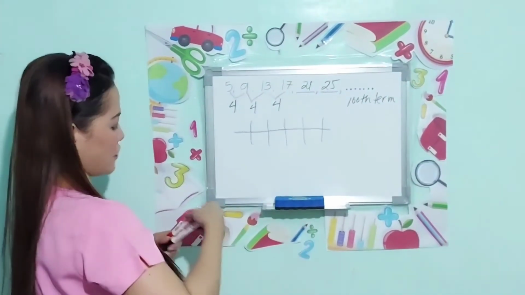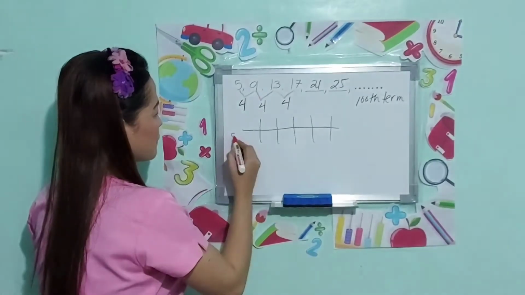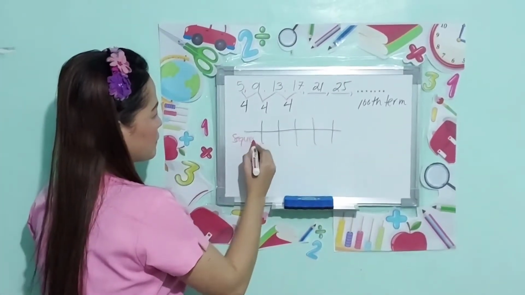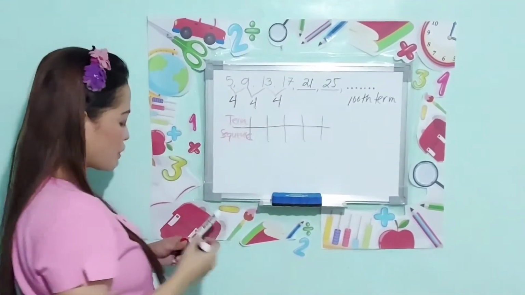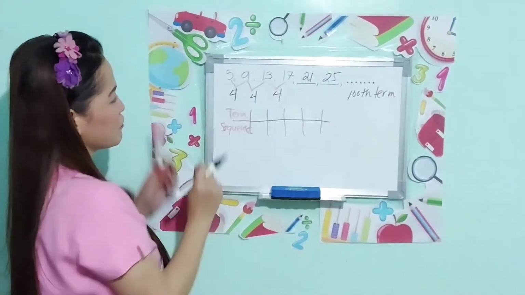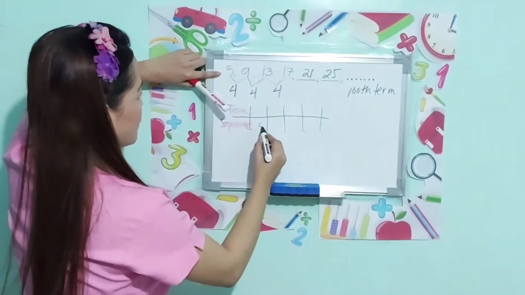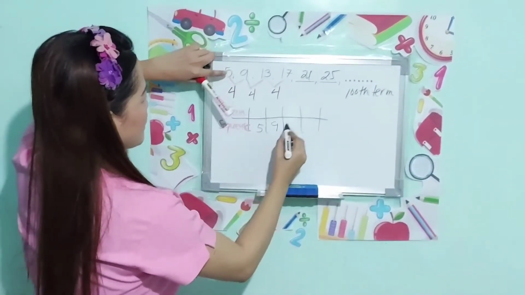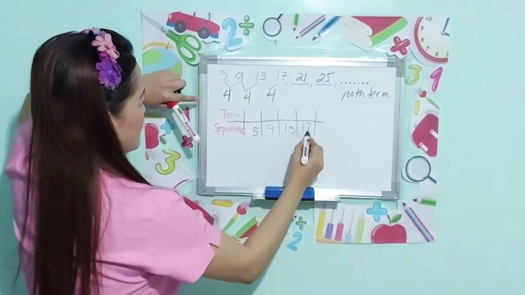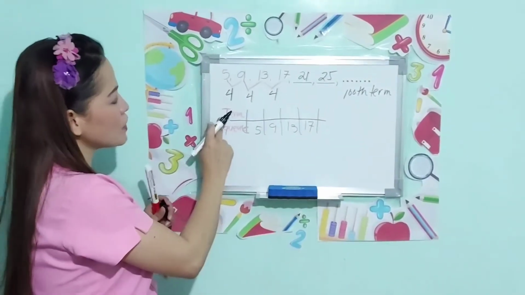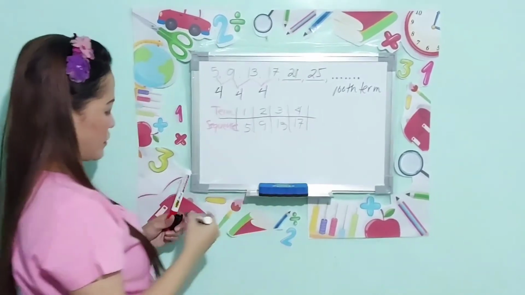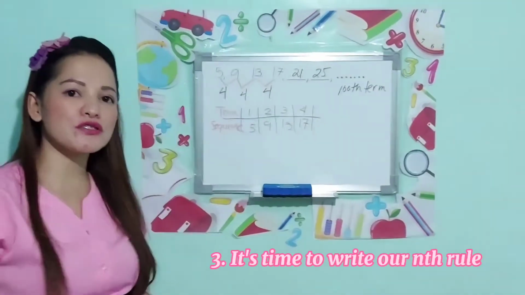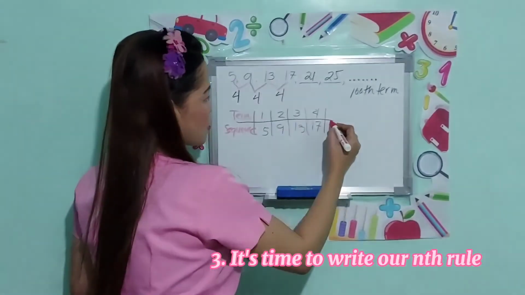So here we have the sequence. Here we have the term. So we're going to write the sequence. For our sequence, we have 5, 9, 13, and 17. And for our term, we have the first term, second, third, fourth. Now, we are going to find the nth rule.